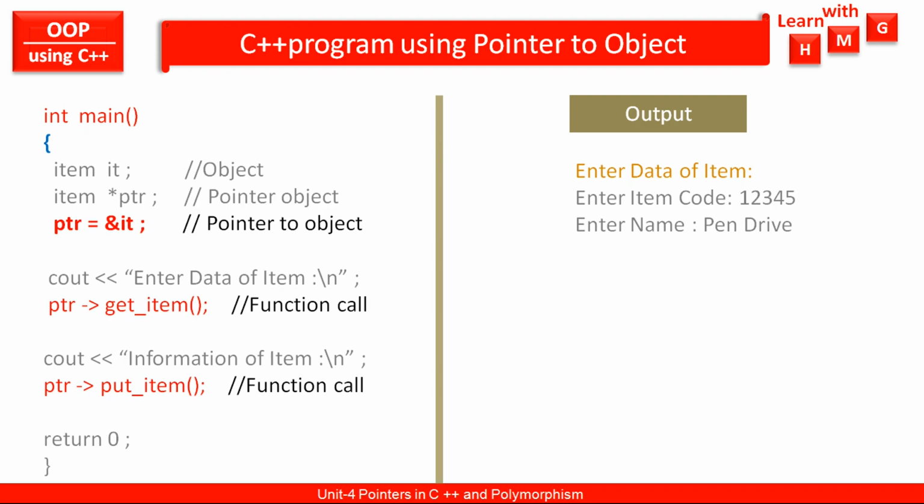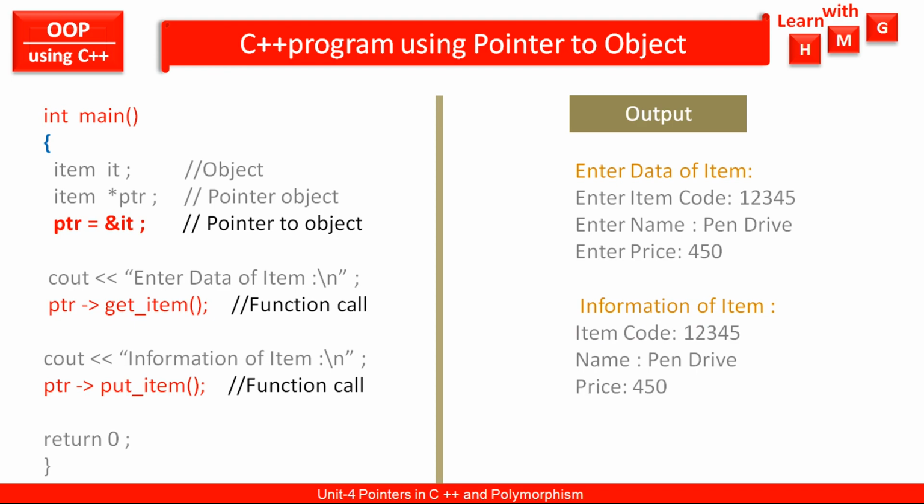Now here this paint drive, these are two words, is a string including space, and for this we have used the gets function instead of cin. Enter price, let us say 450, and the same information of item is displayed: item code, name and price. So like this, here we have completed the C++ program using pointer to object.